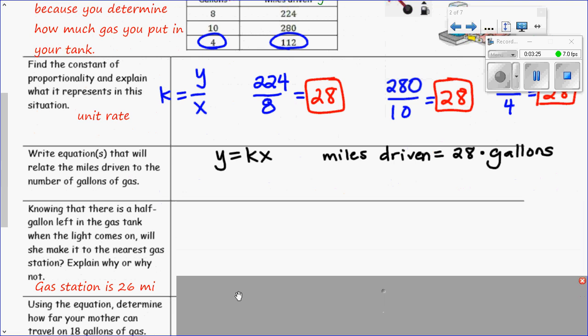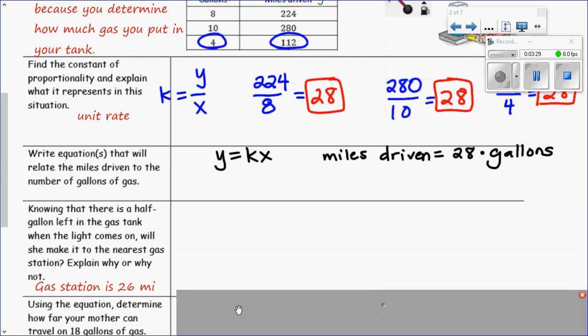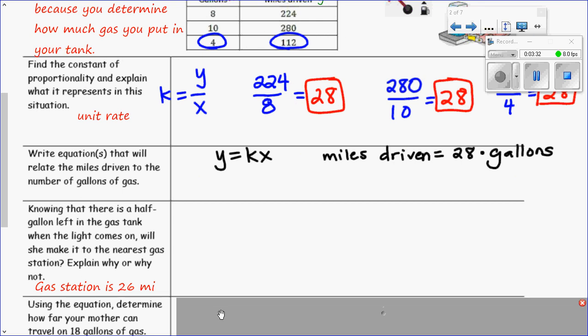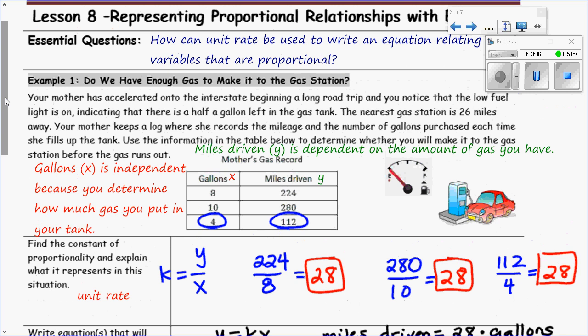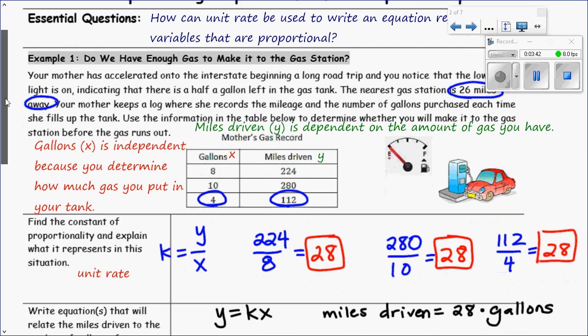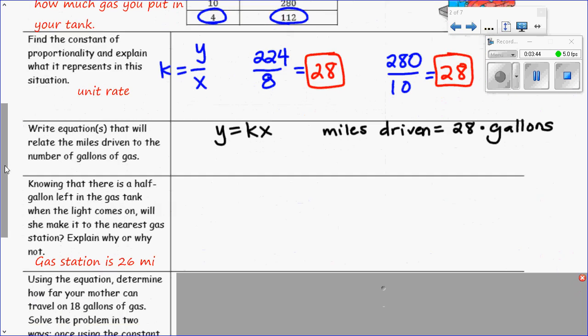So what if there is half a gallon left in the gas tank when the light comes on? Will she make it to the nearest gas station? Well, they tell us that the gas station is 26 miles away. That was way back at the beginning. The nearest gas station is 26 miles away. So will she make it? Here's one way to think about it.